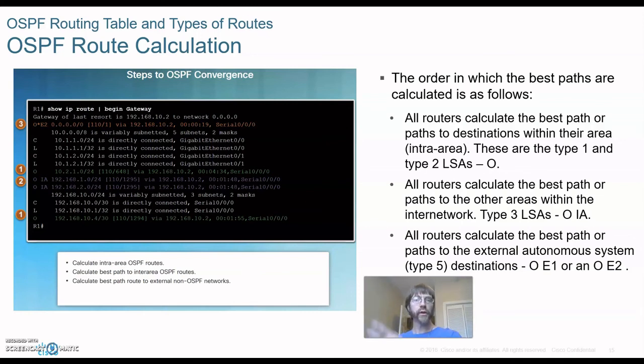Say, for example, an OSPF external link to the cloud, which is like, say, RIP, EIGRP, BGP, static, whatnot. So they're going to learn the intra-area routes first. Then they're going to go find the best routes to networks in other areas. Then finally, the best path route to truly external networks, however they're shared.